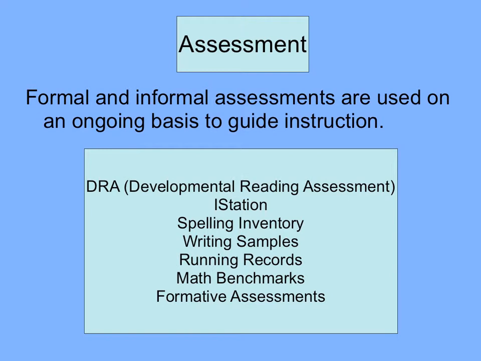It tiers children. They are tier 1, tier 2, or tier 3. We want your child to be on a tier 1. That is on grade level. We also take spelling inventories. This is at the beginning of the year, middle, and end, and this allows us to see how your child is progressing in their understanding of different spelling patterns we have taught.